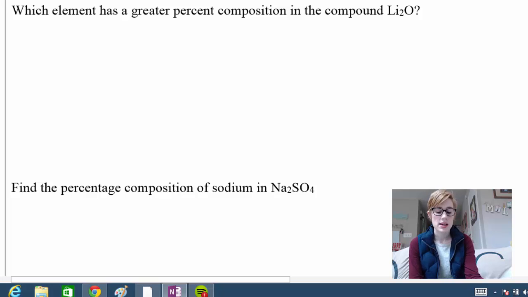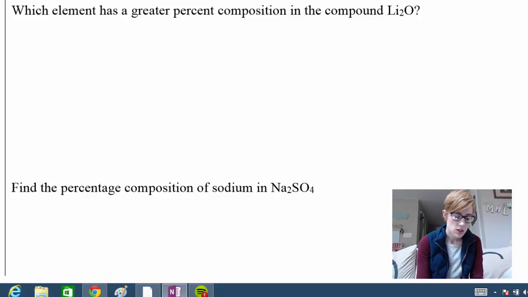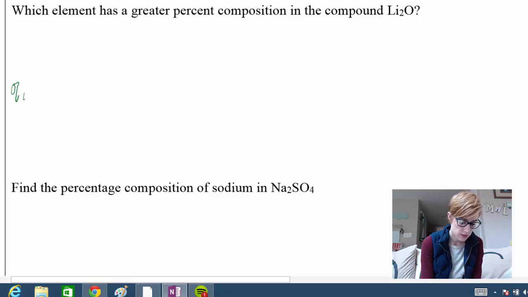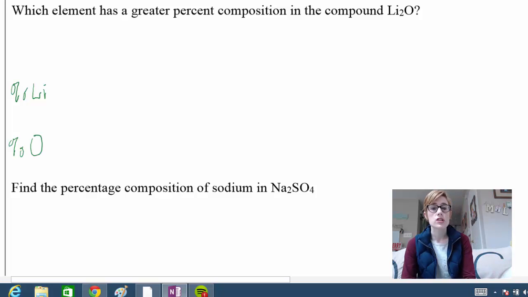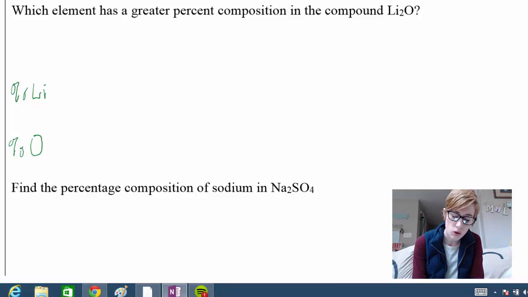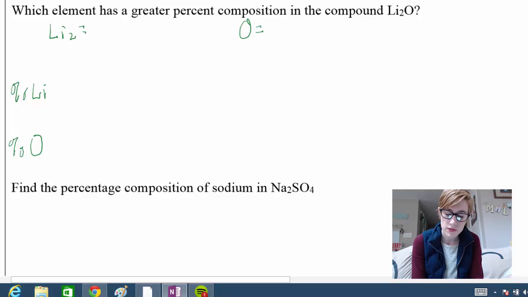Okay, in this question it's asking me which element has a greater composition in the compound Li2O. So I have to find the percent of lithium and the percent of oxygen. Before I do that, I need to find the parts and I need to find the wholes. So how much does Li2 weigh? I need to find out how much O weighs, and then I need to find out how much Li2O weighs. Okay, so this is my whole, and each of these are my separate parts.